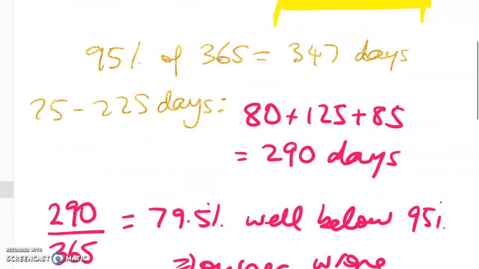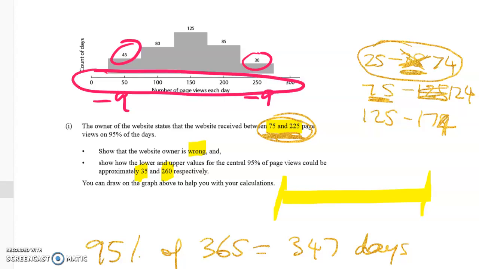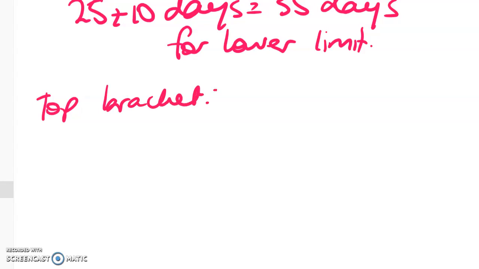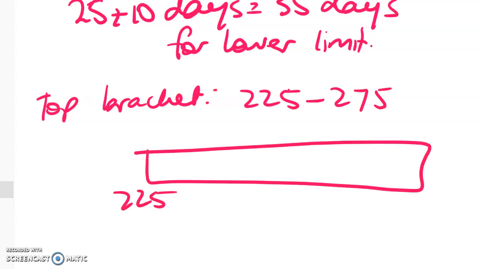Right, so remember what we're trying to do is to figure out where will 347 of those days come in this range. And at the other end, we've got 30 days in that top group. So top bracket goes from what? Well, it goes from 225 to 275. We can draw that as a bar. And it's got 30 days.